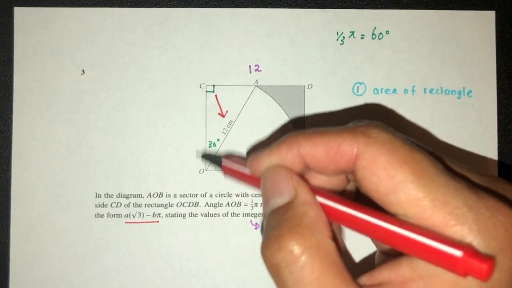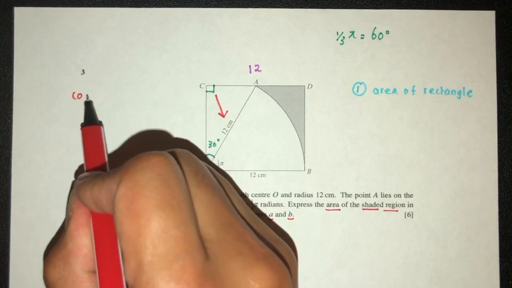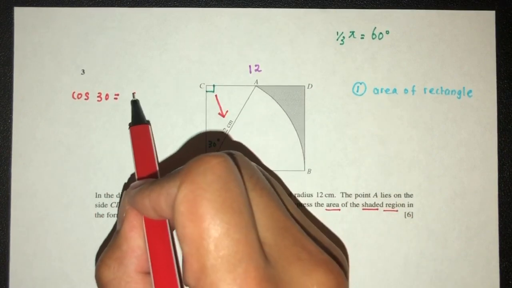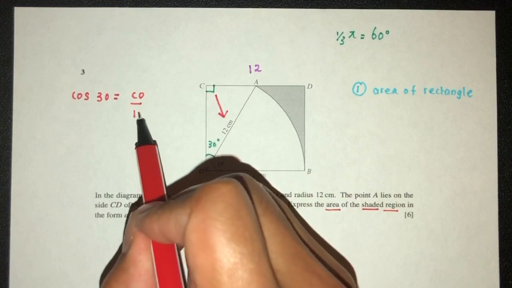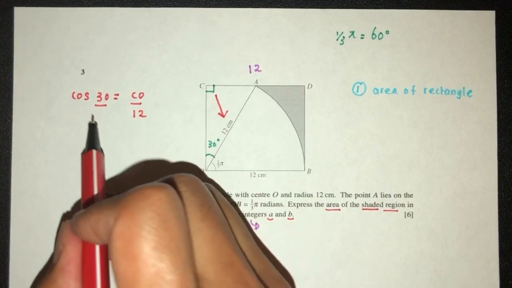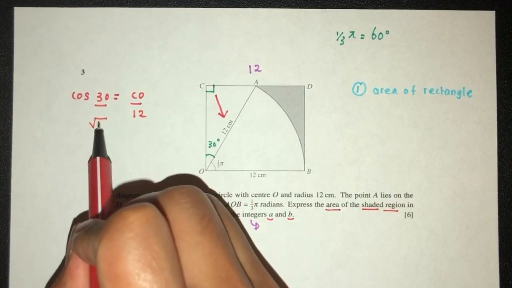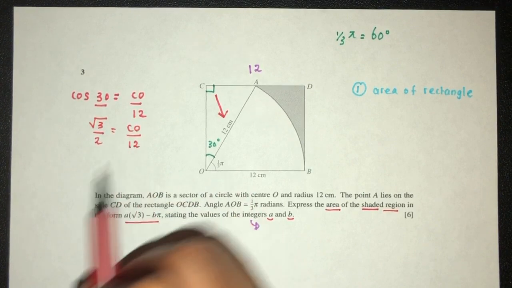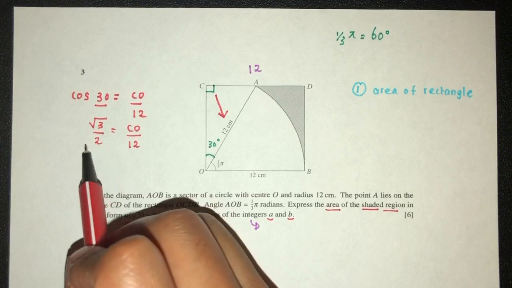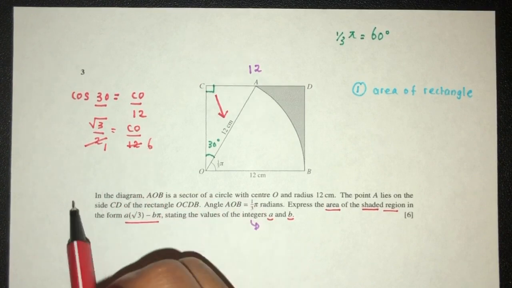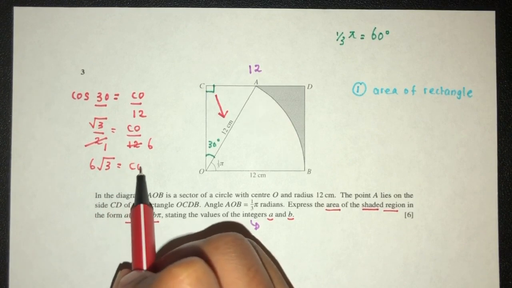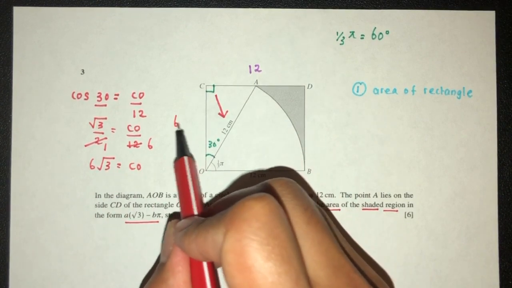I'm trying to find this side, my A side, so we have to use cos. So cos of the angle has to be my A side, which is CO, over the value of 12. So this will be what? This is the exact value of root 3 over 2, which has to be CO over 12. We can divide by 2, 1, that should be 6. Then cross multiply, 6 root 3 will be CO. So this length here will be 6 root 3.